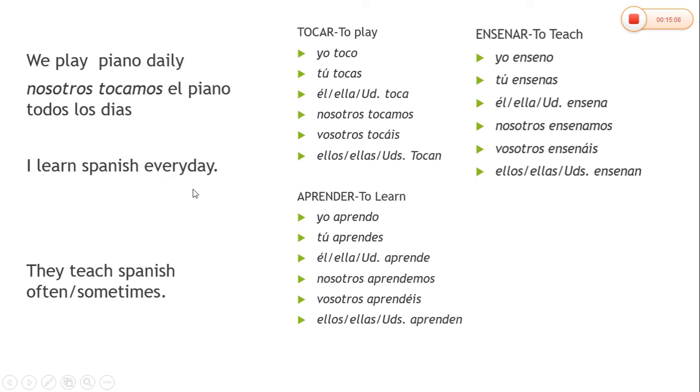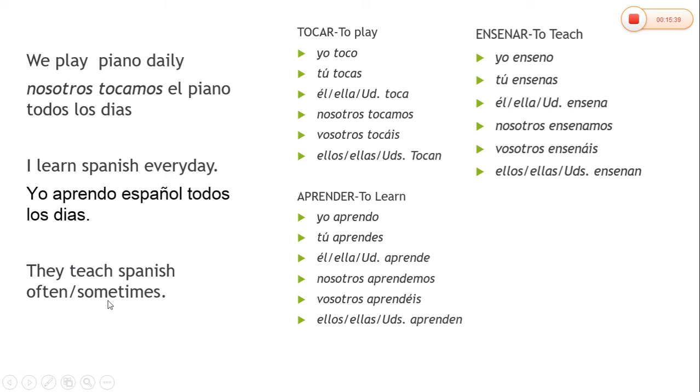I learn Spanish every day. The verb is learn. Aprender. Yo aprendo. Tú aprendes. Él, ella, usted aprende. Nosotros aprendemos. Vosotros aprendéis. Ellos, ellas, ustedes aprenden. So I learn. Yo aprendo. And after that, it will be the object part. Yo aprendo español todos los días.